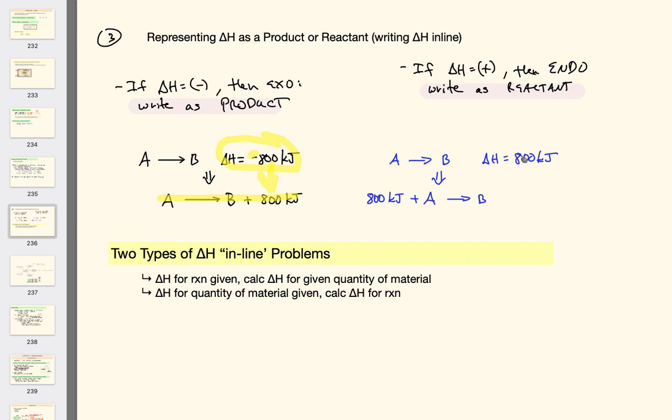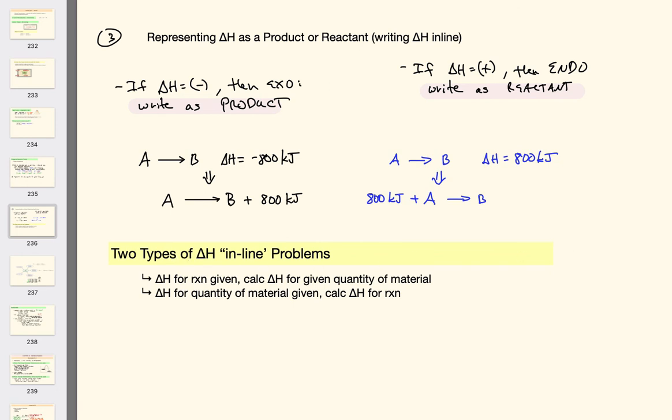We know this from our Le Chatelier work. Likewise, anywhere in the problem, if it says delta H is positive, or Q is positive, or it uses the word endothermic, or it just writes it out to the side in a table, any one of those things, you know that's positive, that's endothermic. And if this is positive or it's endothermic, you write the heat term as a reactant. There we go. So I call that writing it in line, because you're writing it as part of the equation, in the same line. Okay, so now you know what I'm talking about.